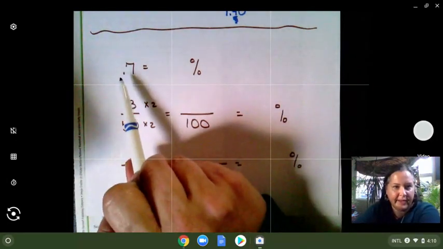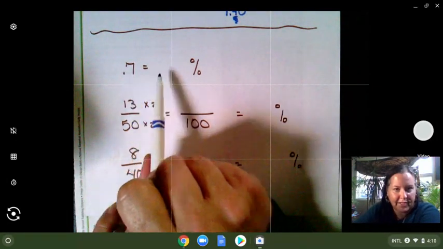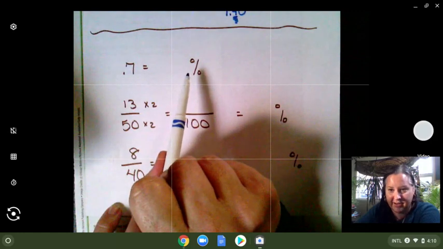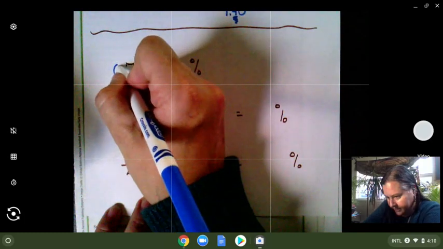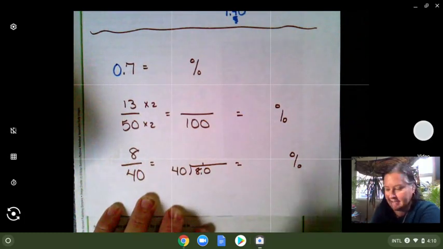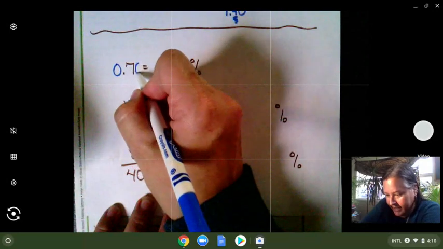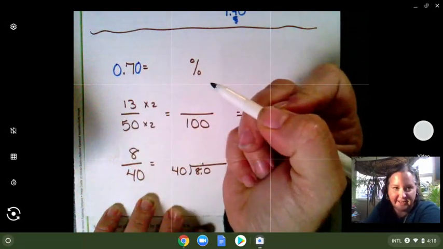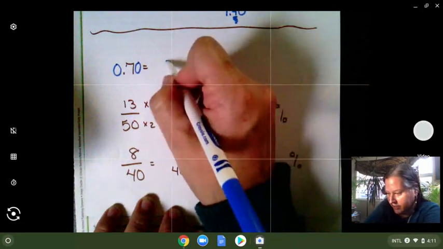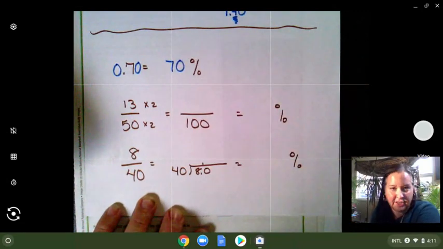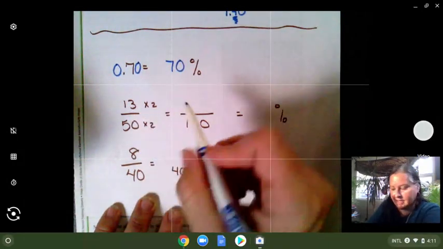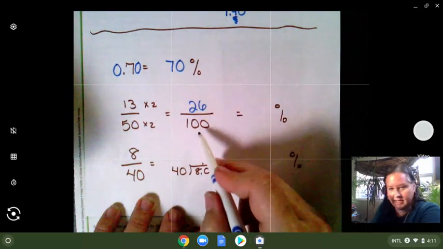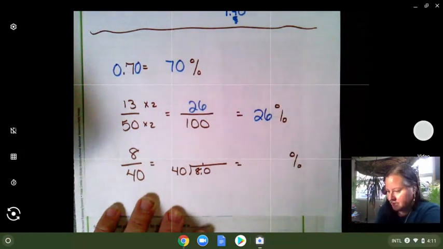Okay, so we have a decimal 0.7, and we need to turn that into a percent, right? So let's add in a 0 here. So this is like 7 tenths. I'm going to add a 0 here too, or 70 hundredths. 70 hundredths is the same as 70%. So sometimes you have to add those placeholding zeros. That'll help you. All right, so here we have 50 times 2 is 100. 13 times 2 is 26. 26 hundredths is the same as 26%.